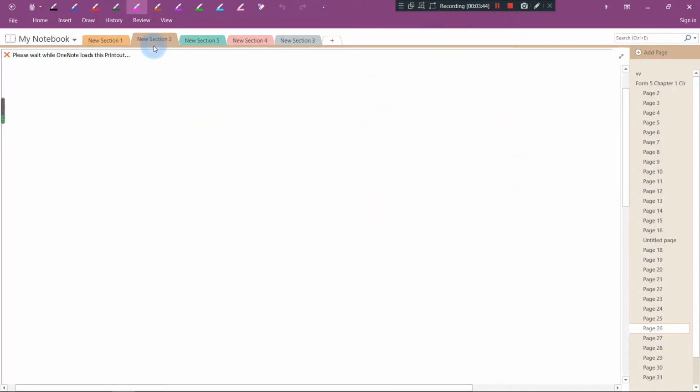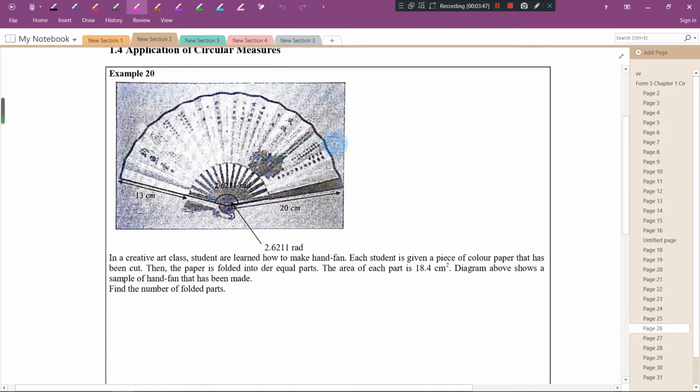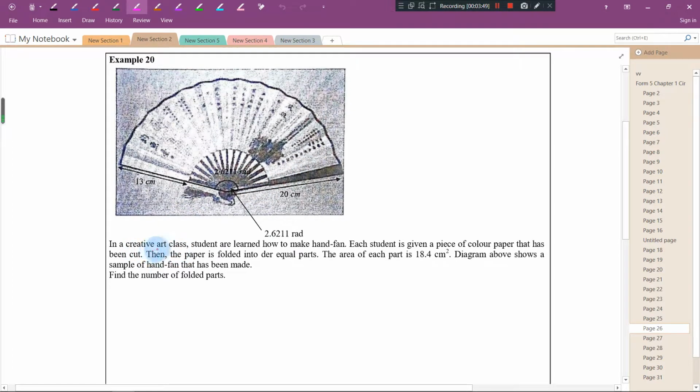Okay, now let's try few questions. In a creative art class, students learn how to make hand fan. Each student is given a piece of color paper that has been cut. Then the paper is folded into few equal parts. The area of each part is 18.4 square centimeters. The diagram above shows a sample of hand fan that has been made. Find the number of folded parts.